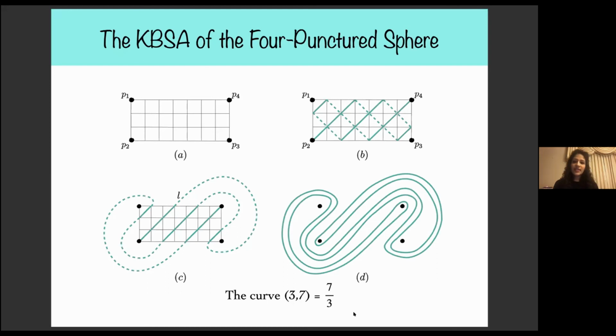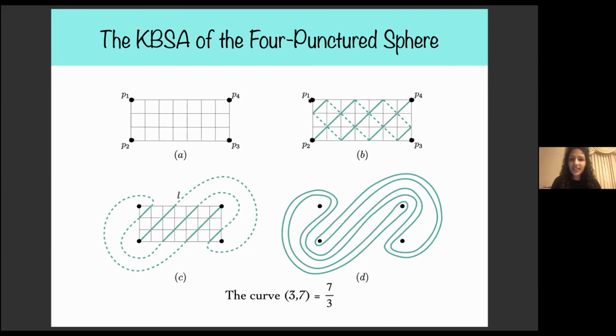So on the torus, there's a well-defined way of drawing curves, but how do we draw curves on the four-punctured sphere? For this, we use Dehn-Thurston coordinates. We take the four punctures on the sphere, and if I want to draw the curve (3, 7), I draw a grid which is 3 by 7. Then I start from the bottom left corner and draw a straight line with slope 1.